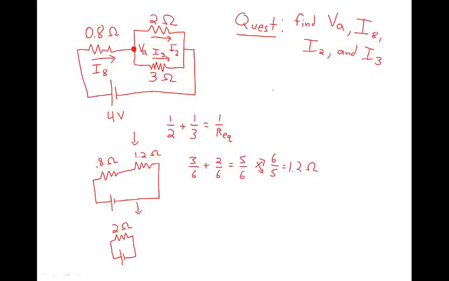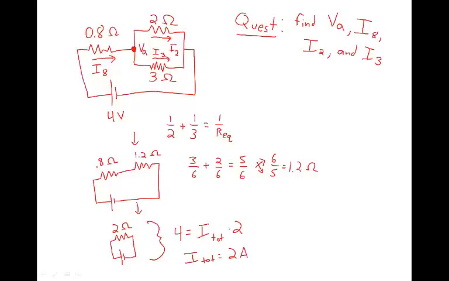Now that I have the equivalent resistance of my entire circuit, I can use Ohm's law to find the current coming out of the battery. Remember, with Ohm's law we can only look at one thing at a time: either individual components or the circuit as a whole. We're going to look at the circuit as a whole. The entire voltage, 4 volts, equals the entire current, I total, times the entire resistance, 2. So we get a total current of 2 amps.